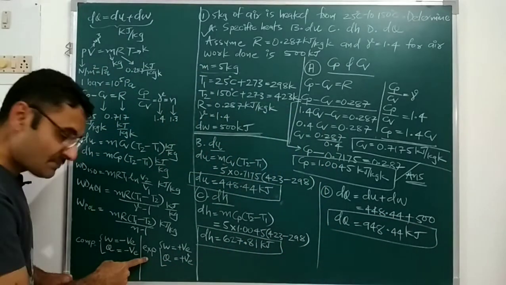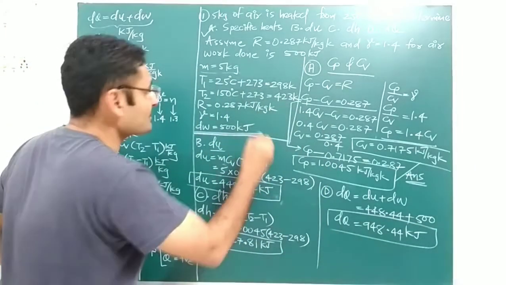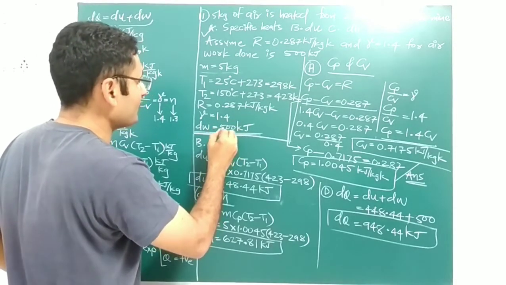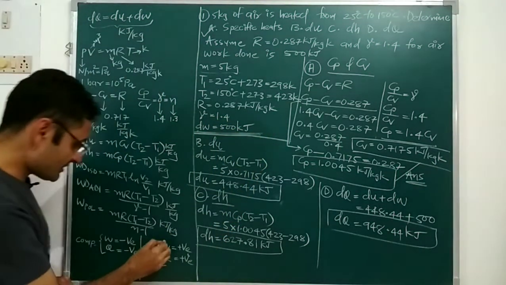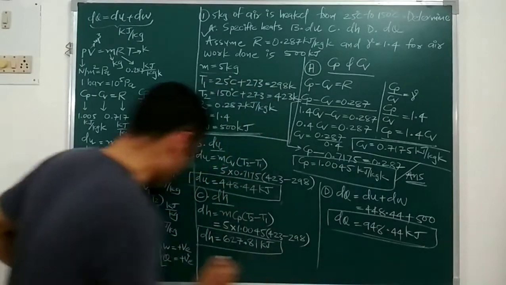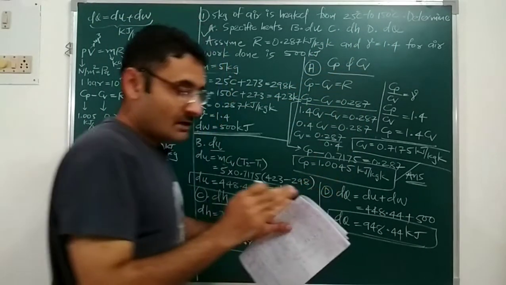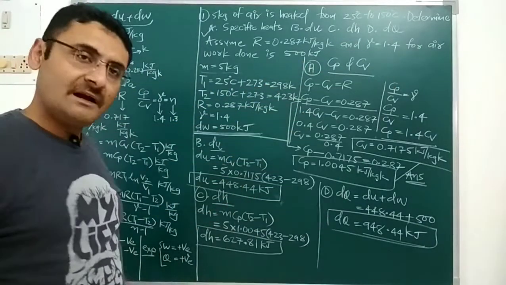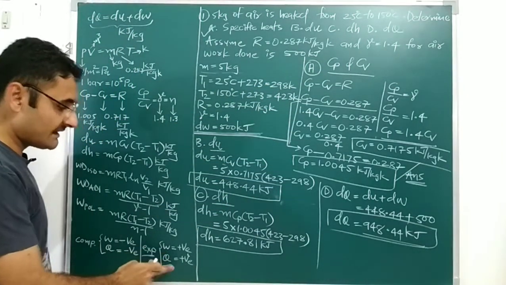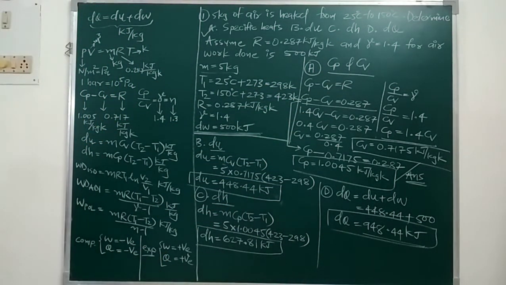Now over here the heat answer is also positive. Why? Because expansion is there. So the work done is positive, where I have written work done, that answer is positive. So the heat transfer answer is also positive. Why? Because it is an expansion process. Because air is heated from 25 to 150, expansion has taken place, and in that case work done and heat transfer, both answers will be positive.